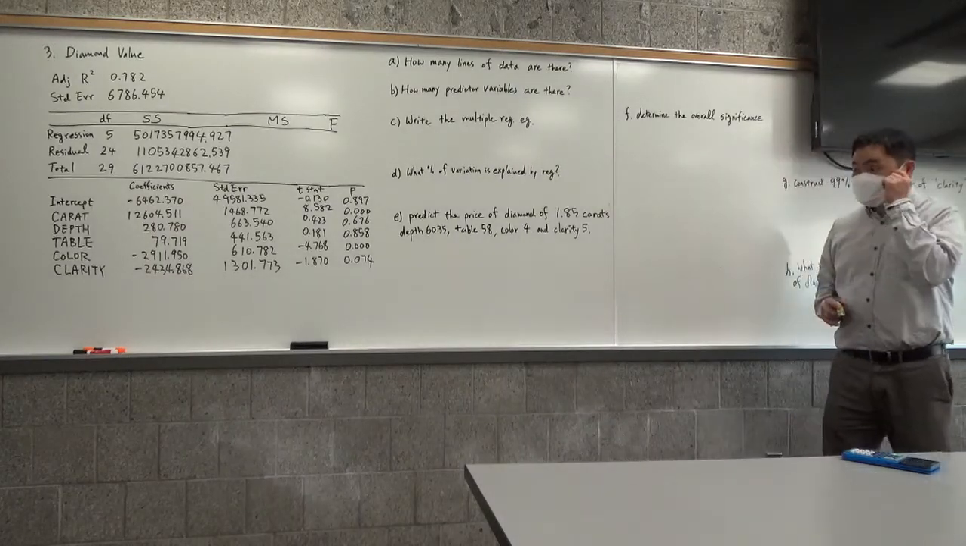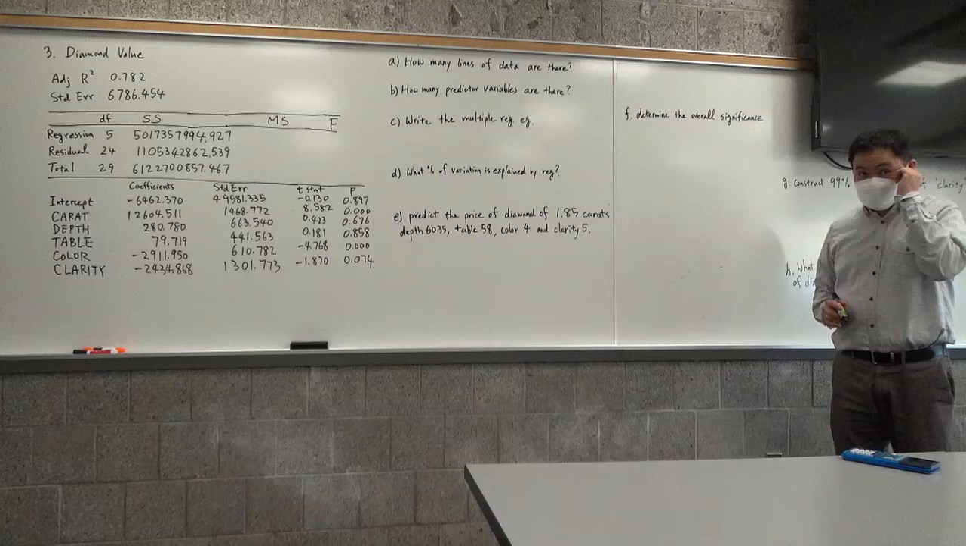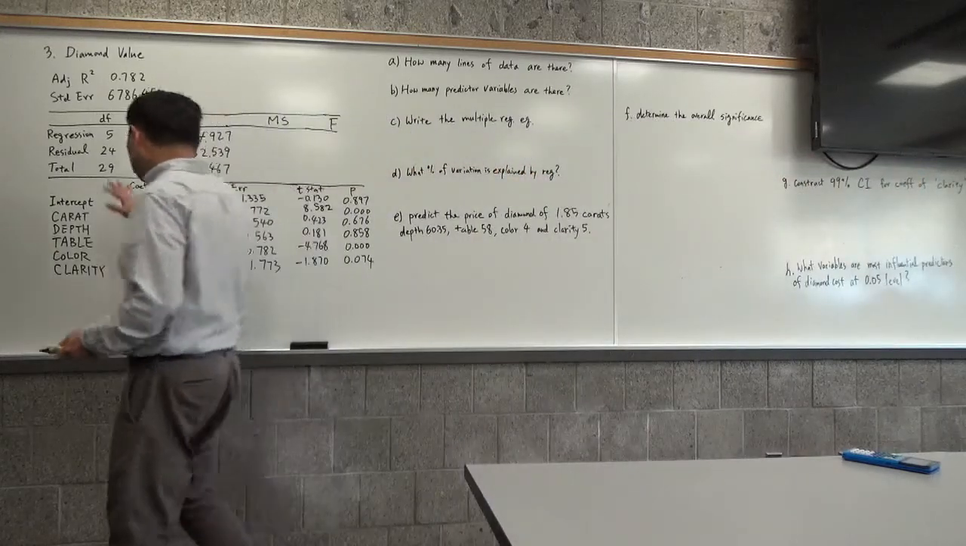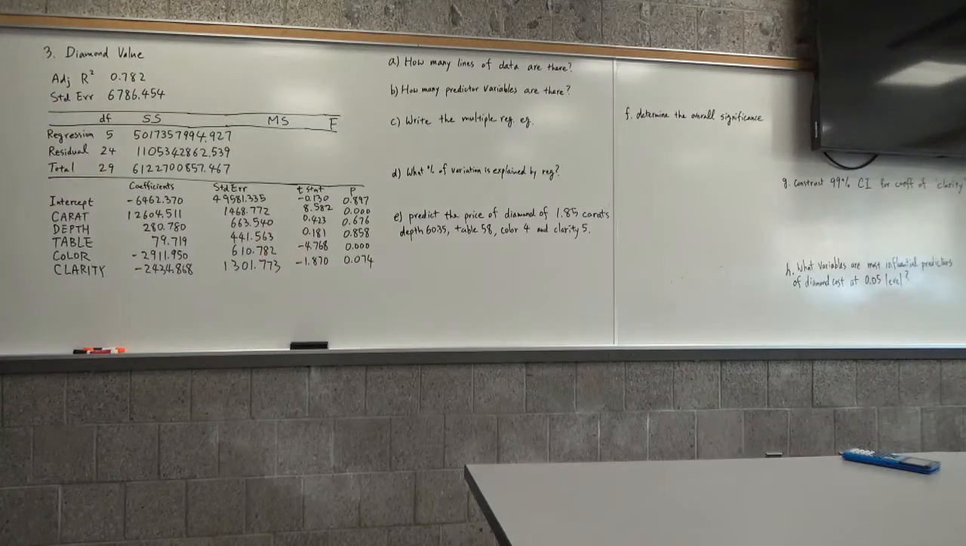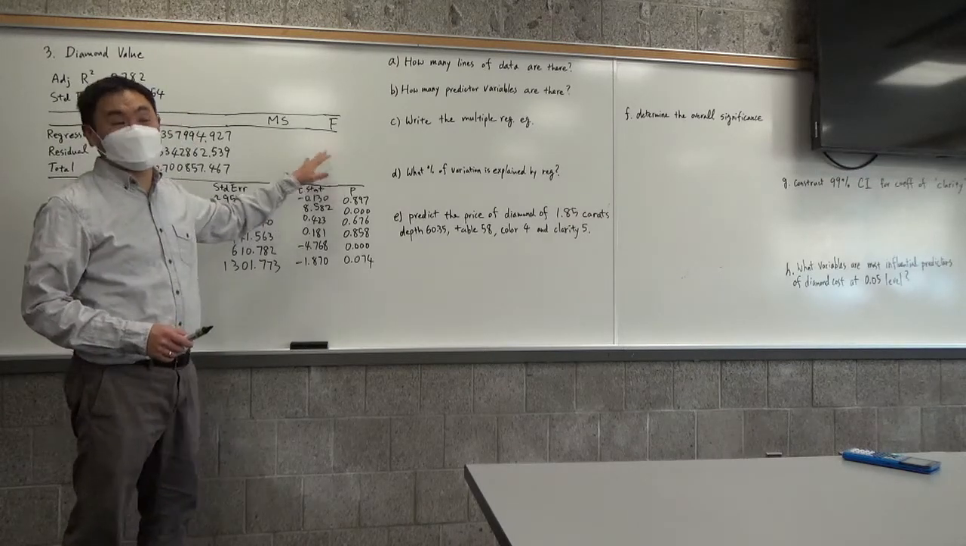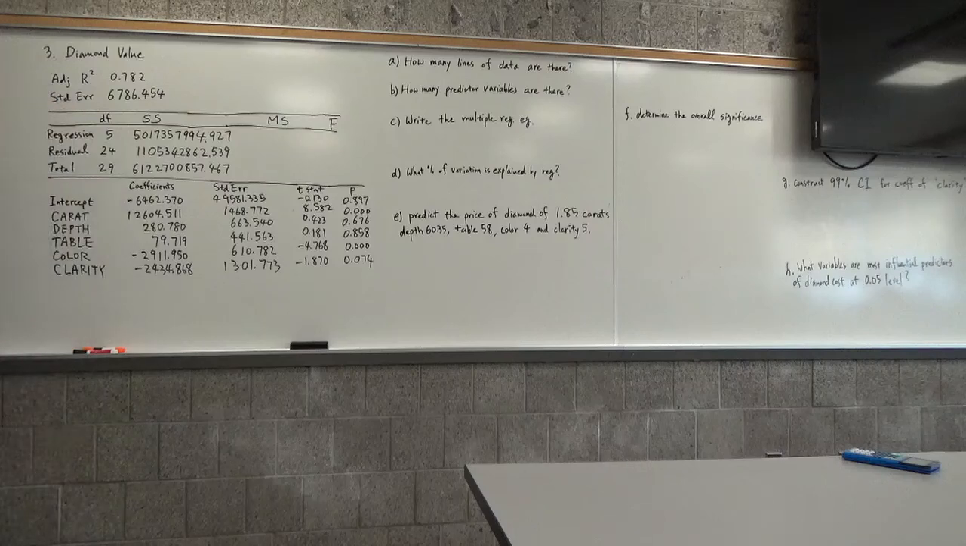And there are several questions you can answer by this table. By the way, this is the output of an Excel spreadsheet if you run the multiple regression. Some of these values are purposely left blank so that you have to figure them out. All right, looking at this, first question: how many lines of data are there?